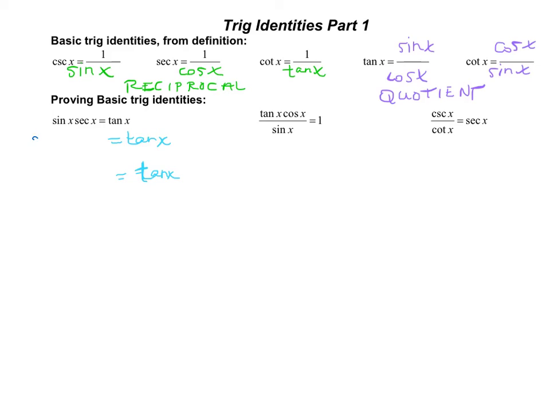So sine x has no other form other than sine x. Secant x, however, can be written as 1 over cosine x. So this is sine x times 1 over cosine x. I've just substituted secant for 1 over cosine. Now I can rewrite this as sine x over cosine x. Well, from our quotient identity up here, we know that sine x over cosine x is tangent x. So I can go ahead and rewrite this left side as tangent x and bring down the right side as tangent x. Now I have the left side equaling the right side, and I'm done.